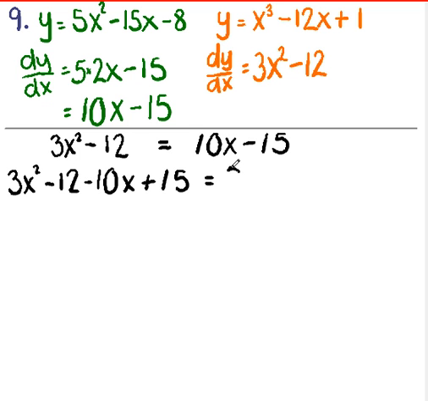So we'll just move this equal sign over a wee bit. So collecting our like terms, we have minus 12 and we have plus 15. So that gives us plus 3. So that leaves us with 3x squared minus 10x plus 3 equals 0.